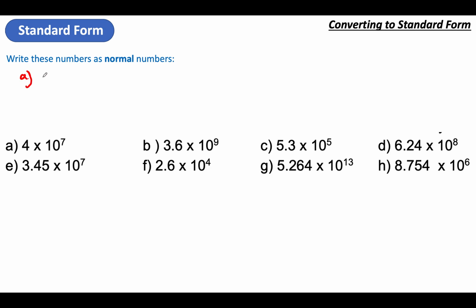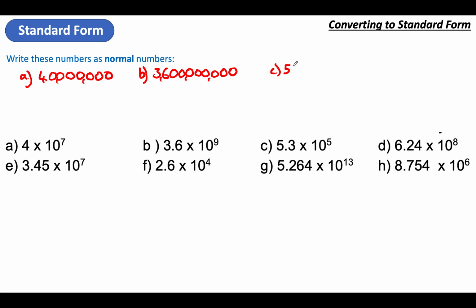So A should be 4. And there's going to be 7 zeros after that one. That one does just need the zeros added. So 40 million. Let's go for B. So 3.6. So 3, 6, that's 1 place, and then another 8. 1, 2, 3, 4, 5, 6, 7, 8. That is a really big number. That's 3,600,000,000. See, it's a really neat way of writing these numbers, isn't it? These really big numbers. Much neater as standard form.